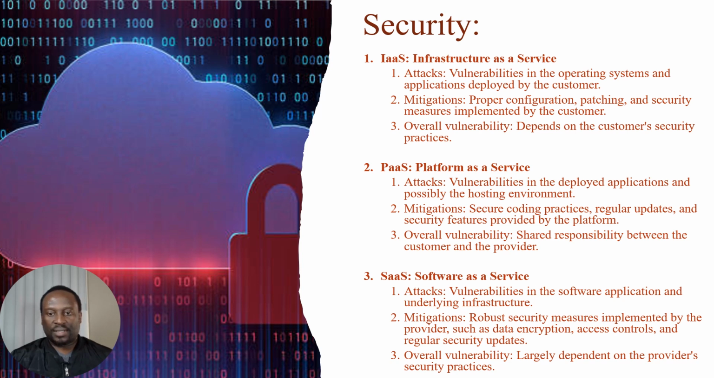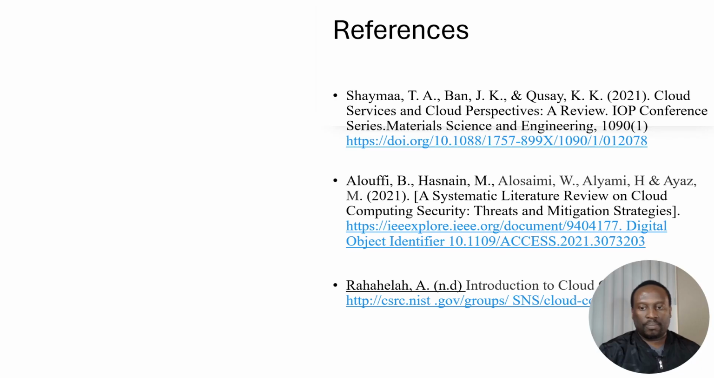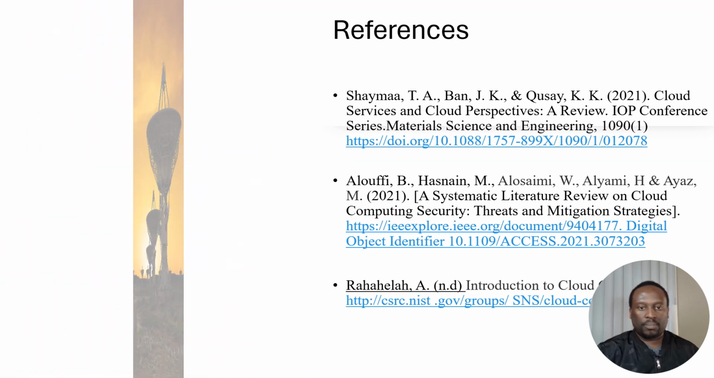Software as a service. The overall vulnerability is largely dependent on the provider's security practices. There are vulnerabilities in the software application and underlying infrastructure. These can be mitigated by having robust security measures implemented by the provider, such as data encryption, access controls, and regular updates.